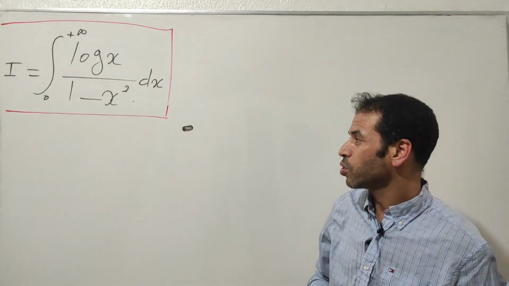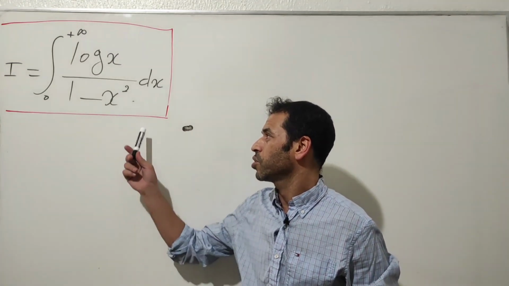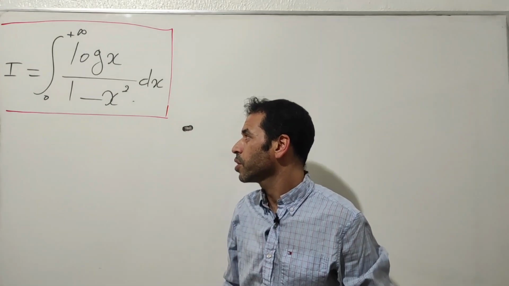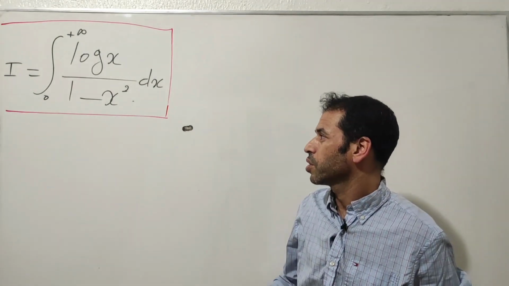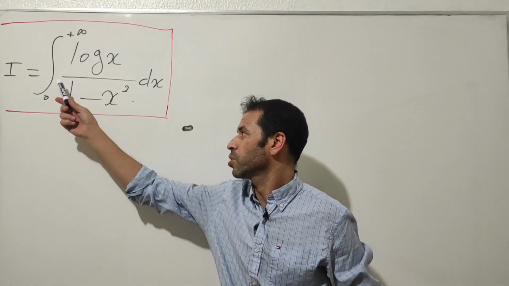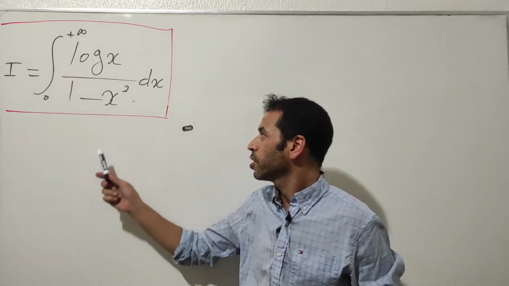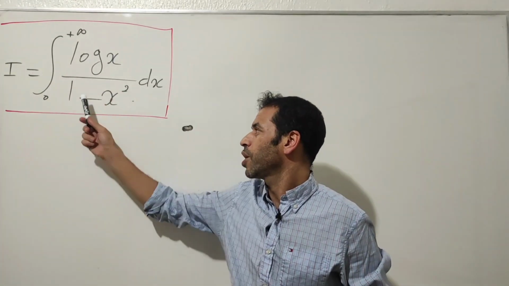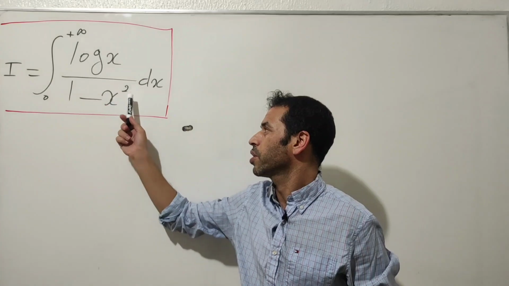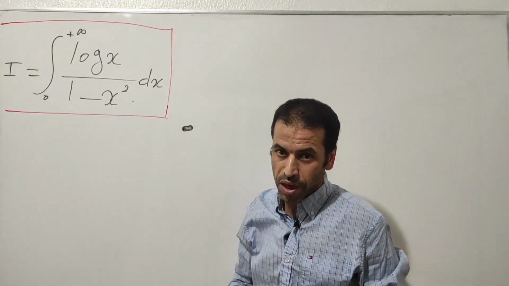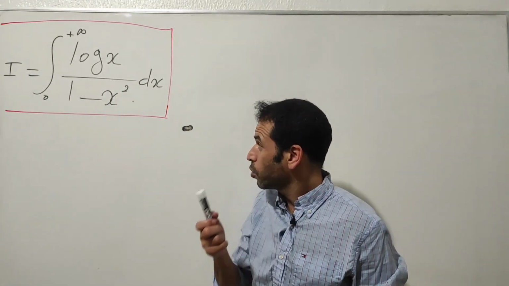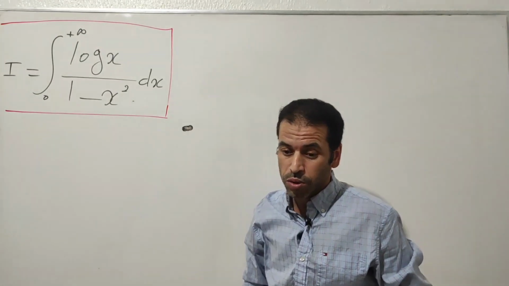If you want to use complex analysis, you can also do it by the residue theorem. But we are not going to do that, so we are simply going to apply the regular approach here. It becomes hard if you have a plus sign here, 1 plus x squared, then we need to use complex analysis.